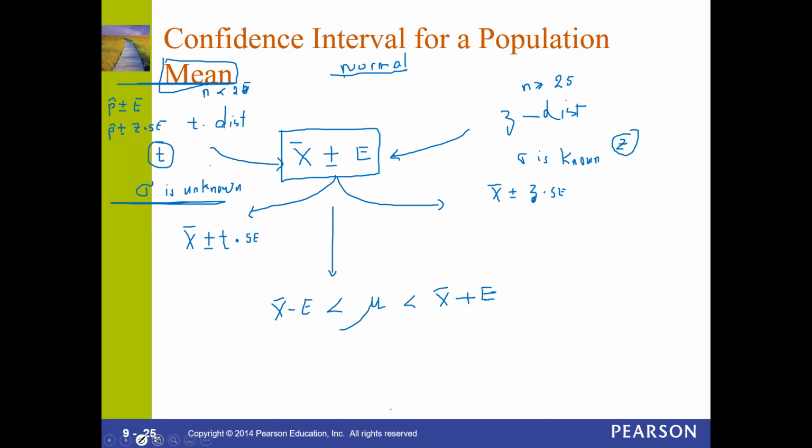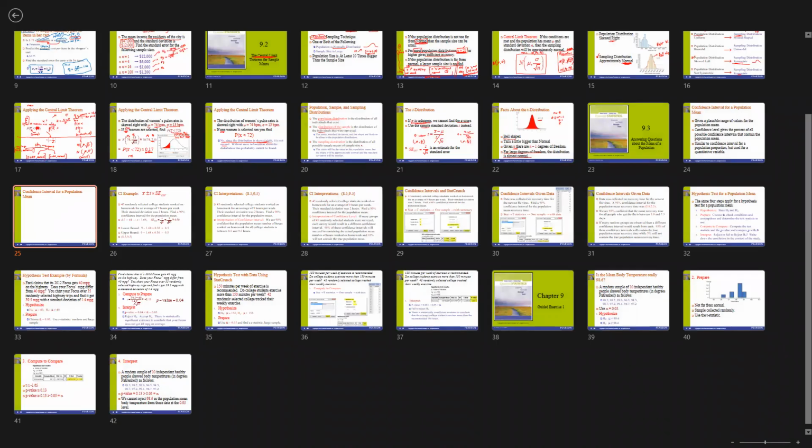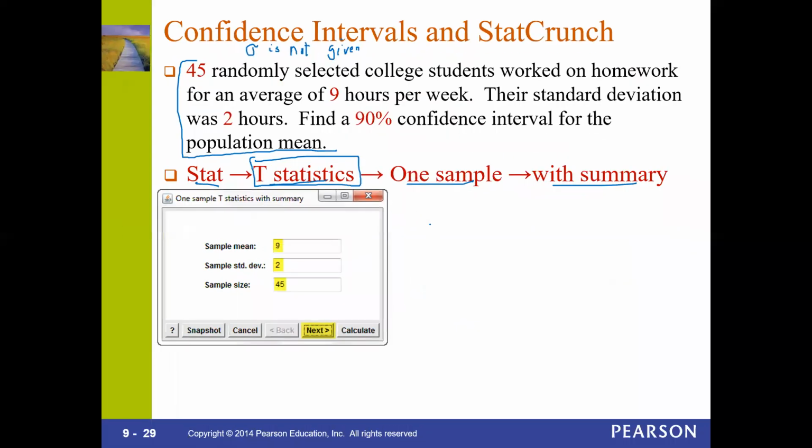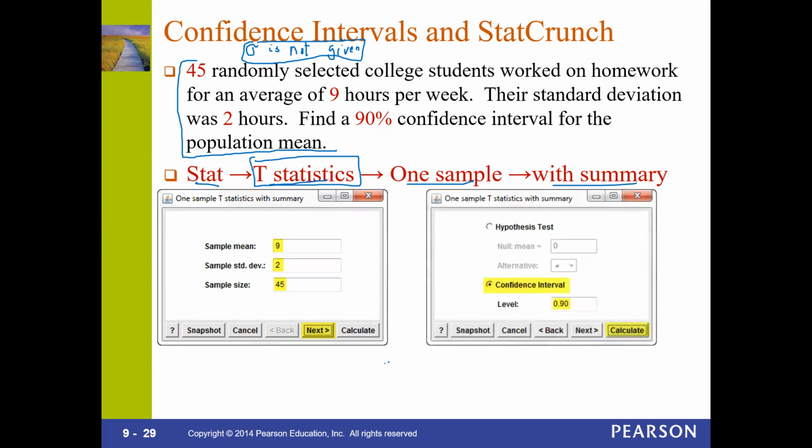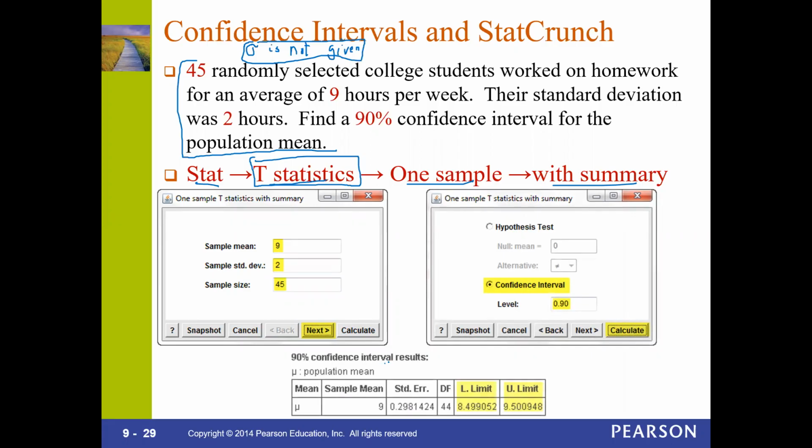So let's go back to the homework we're doing right here. We're going to have to do the T statistics, because sigma is not given to you. Even if the example says sigma is known, you must use the Z, because the answer will be slightly different, because you want to have a degree of freedom. So you click next. This is from StatCrunch. We do the confidence interval and press calculate.